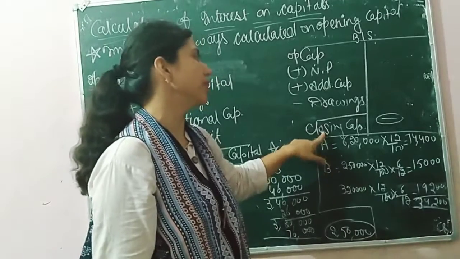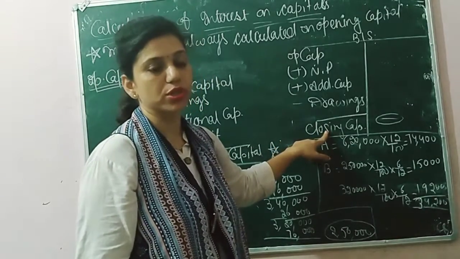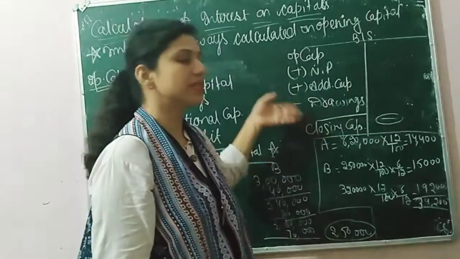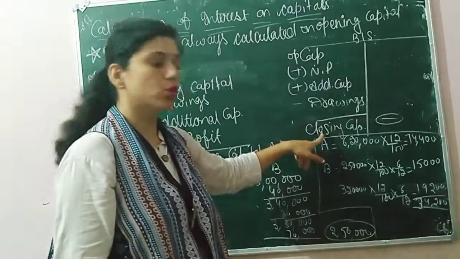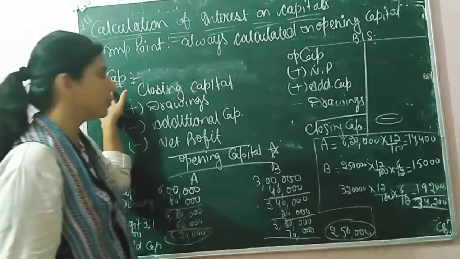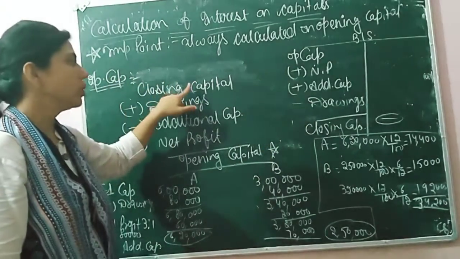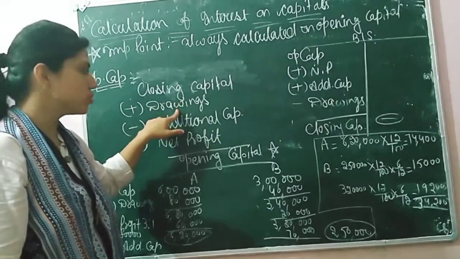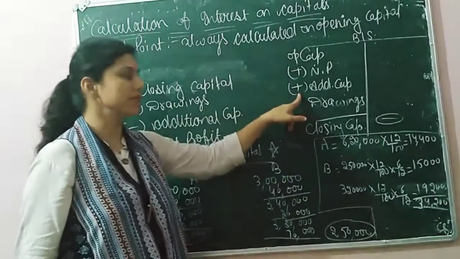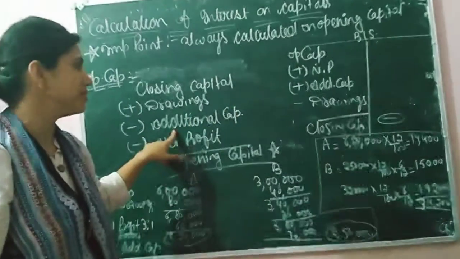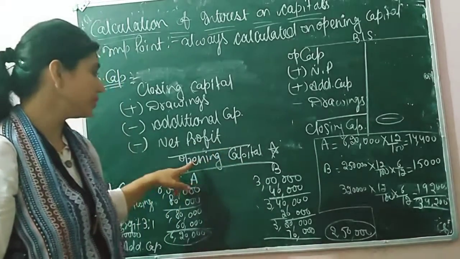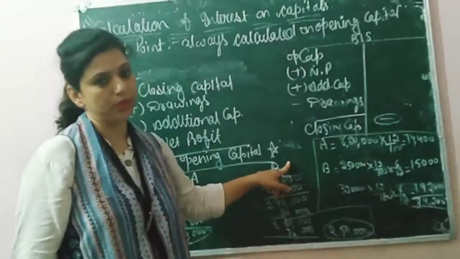Now closing capital is given in the question and you have to calculate opening capital. So just reverse the process. Closing capital is given, so add drawings. How will the opening capital be calculated? Closing capital plus drawings minus additional capital, because plus is there so now it will be minus, and minus profit share among partners. Then opening capital can be calculated.